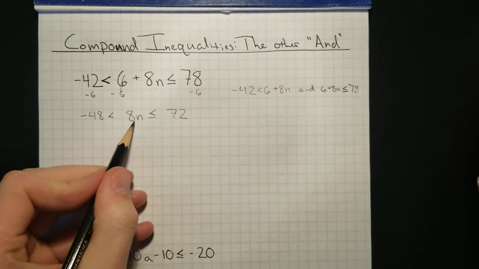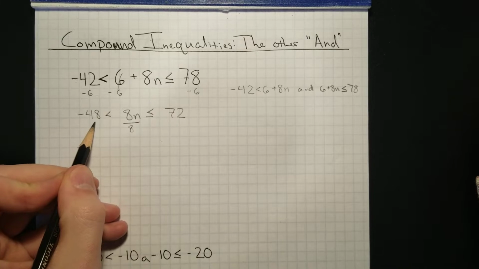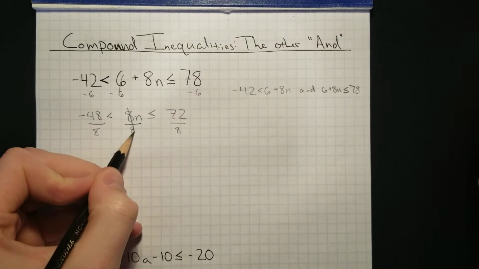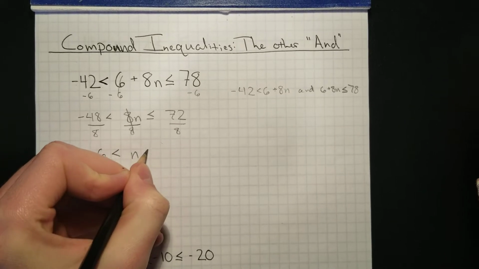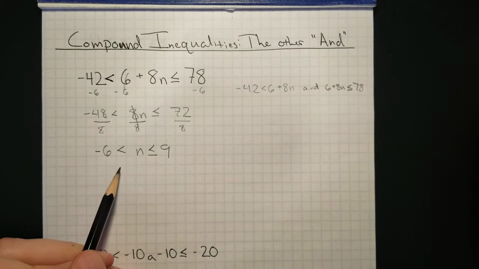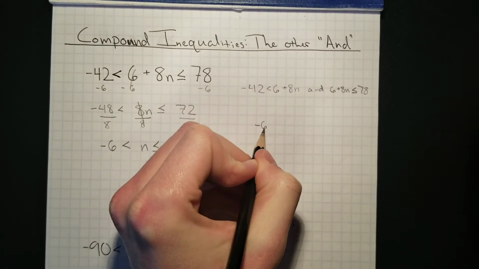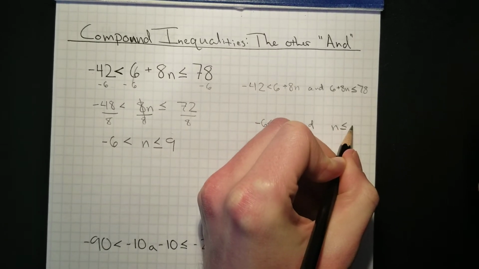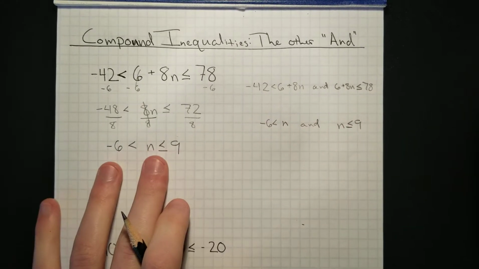Now we're solving for n. We have to get rid of that 8, so we're going to divide by 8. Again, we do that to all of the sections. Divide by 8, divide by 8, divide by 8. That cancels in the middle. So we have negative 6 is less than n is less than or equal to 9. If you were to solve this all the way out the other way, you would get negative 6 is less than n, and n is less than or equal to 9. So you can see how when you solve these, you get basically the same kind of answers.